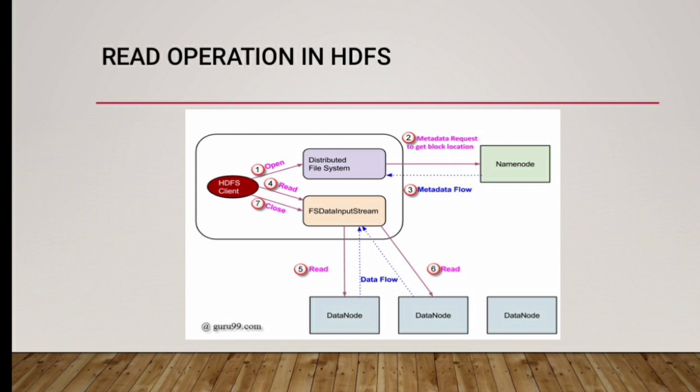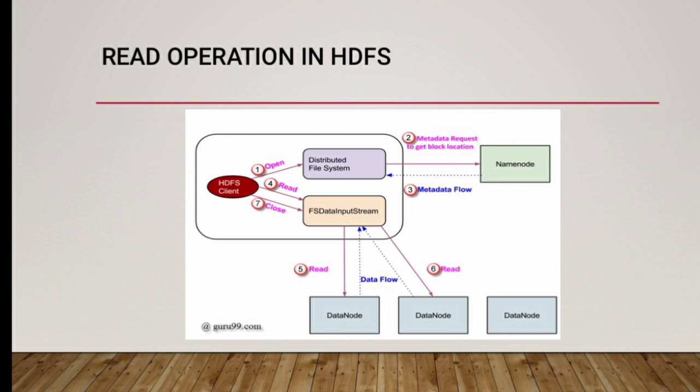In response to this metadata request, addresses of data nodes having a copy of that block are returned. Once the addresses of data nodes are received, an object of type FSDataInputStream is returned to the client. FSDataInputStream contains DFSInputStream, which takes care of interactions with the data node and name node. In step 4, shown in the diagram, a client invokes the read method, which causes DFSInputStream to establish a connection with the first data node with the first block of a file.